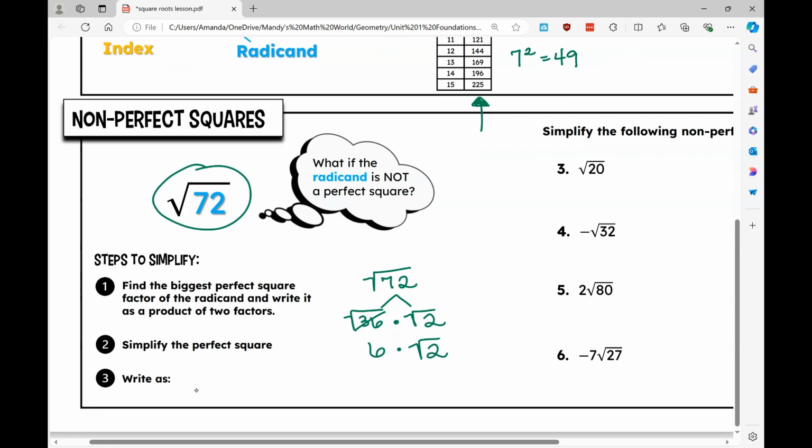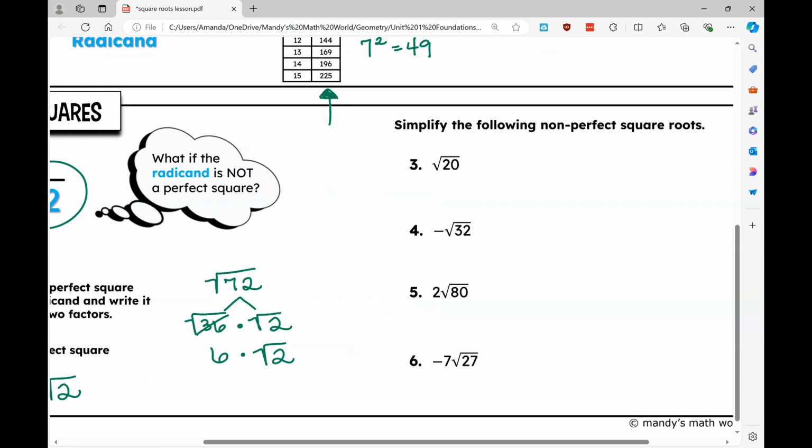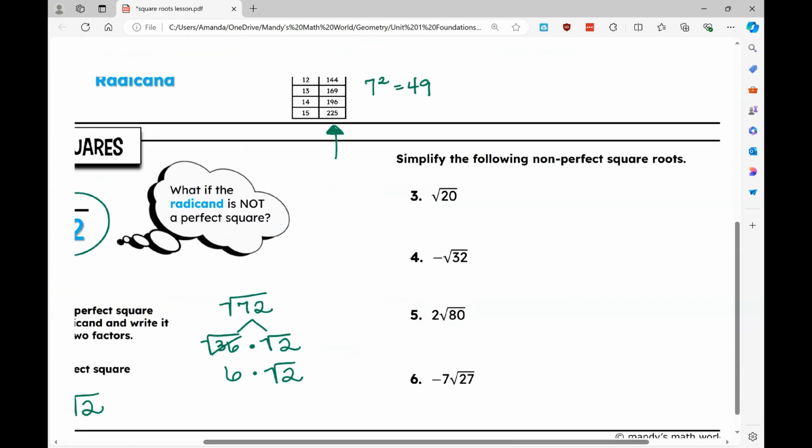And I can write it as 6 square roots of 2. Or you might also hear people say it as 6 root 2. Let's do the same thing with numbers 3 through 6. This is a review, so I'm going to go through these fairly quickly.